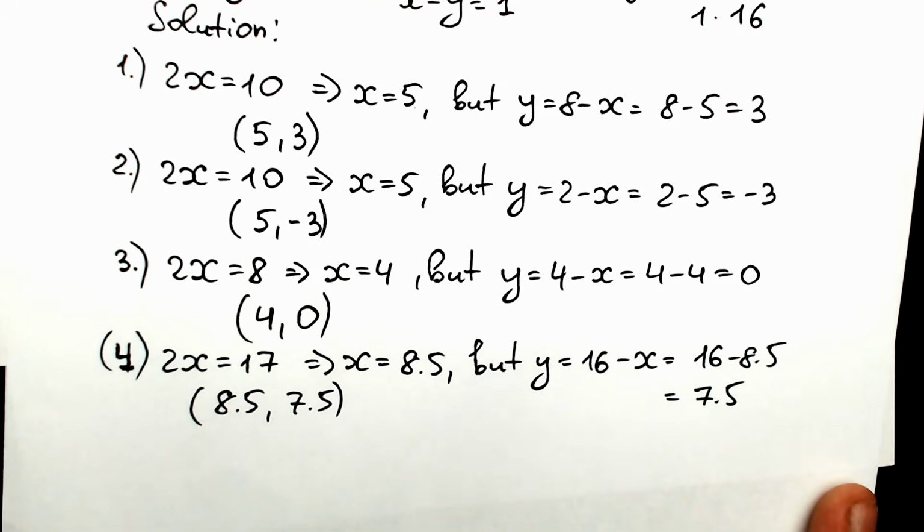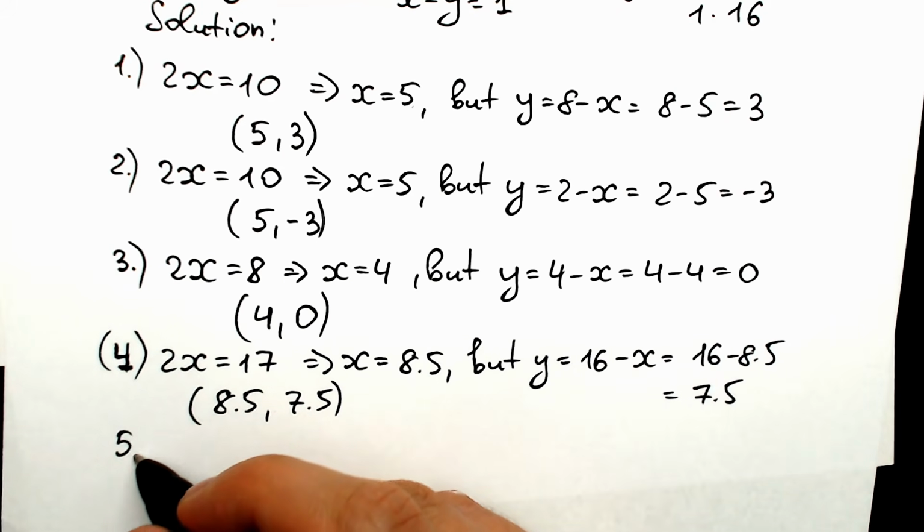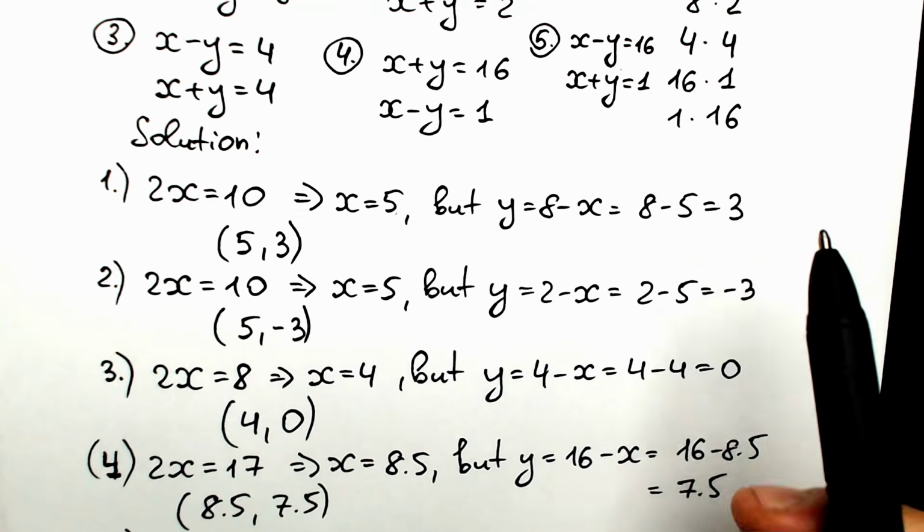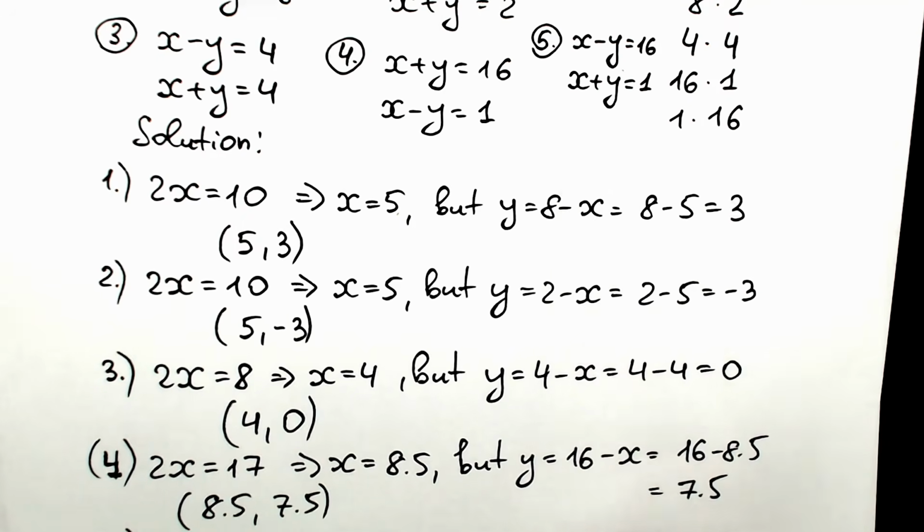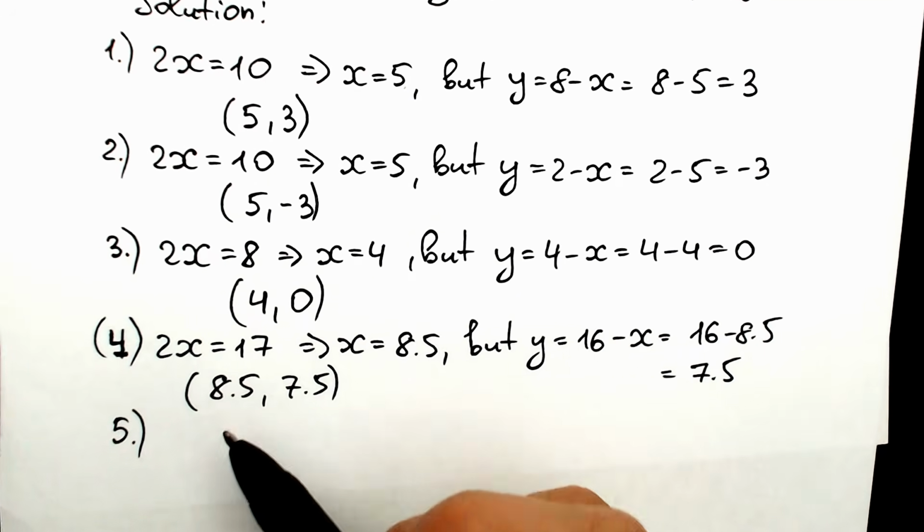And for the last case, we have our fifth system of equations right here. So 2x equals 17.